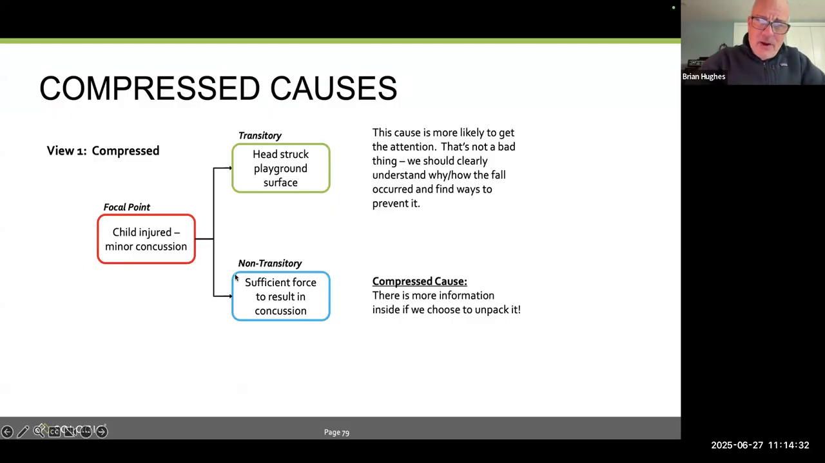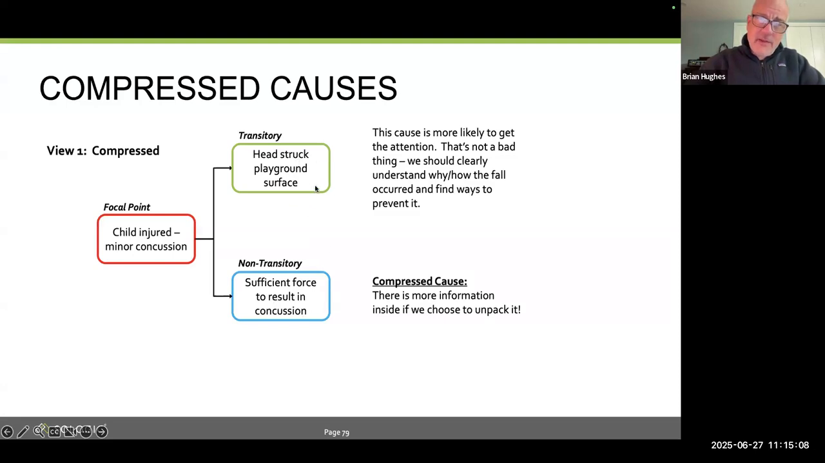One of the things that we do often, and this is more of a charting technique, helps us stay organized and stay on track, and also helps us manage complexity. Okay, so here, I've got a child injured, minor concussion. Not great, but we're going to get through this one. That's because they hit their head on the playground surface with sufficient force to result in a concussion.